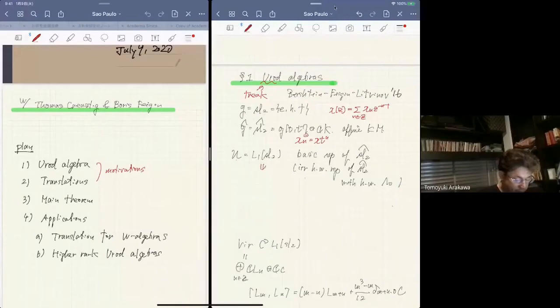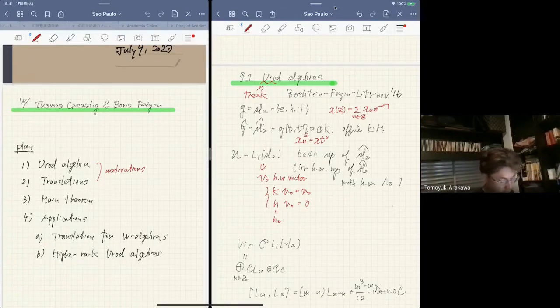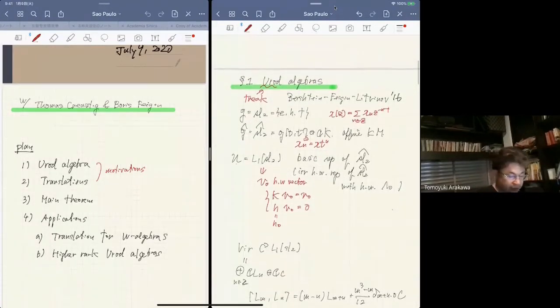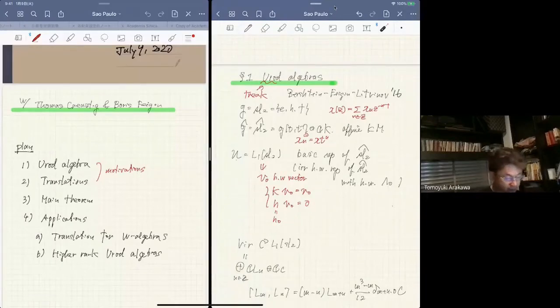This is generated by a highest weight vector, and the weight is given by the following. The central element acts as 1, and H, which I identify with H_0, acts as 0. So this is the weight of the highest weight vector, and this is one of the nicest representations of SL2 hat. So you may wonder why it has to be called Urod.